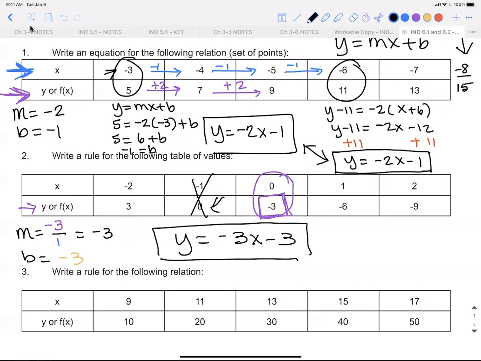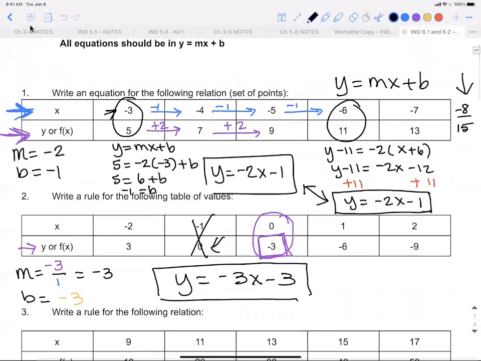Notice the difference in work between the first example and the second example. It's a lot less work. Sometimes in a table, it's easier to see the patterns. With 2 points, you can't really see a pattern. But when you have multiple points, especially if they're in a table, you can see a pattern. It's kind of nice.